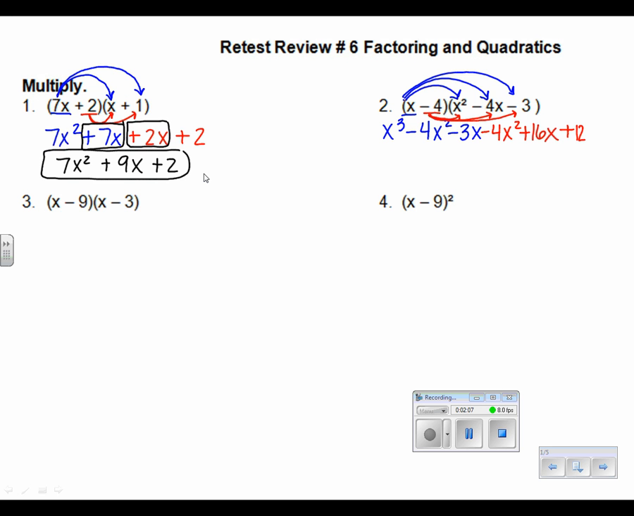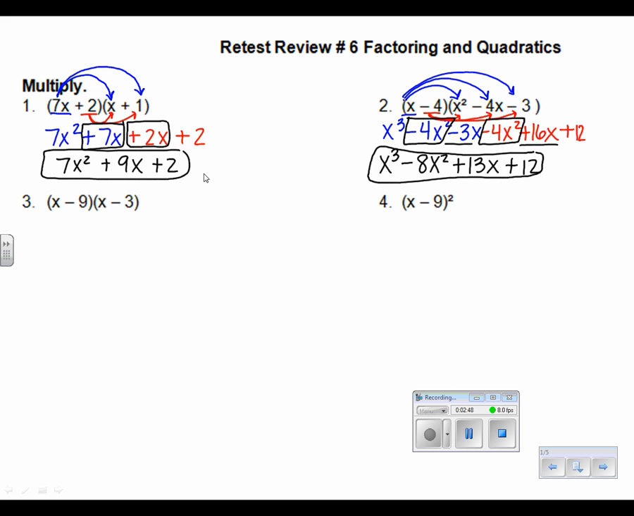The only other thing you have to do after you distribute is combine like terms. I have a negative 4x squared and a negative 4x squared. That makes, and I'm going to write my x cubed, negative 4x squared minus 4x squared is negative 8x squared. And then I have negative 3x and plus 16x, so that's a negative 3 plus 16 is positive 13x. And then finally I have the plus 12 on the end, and that is my final answer.